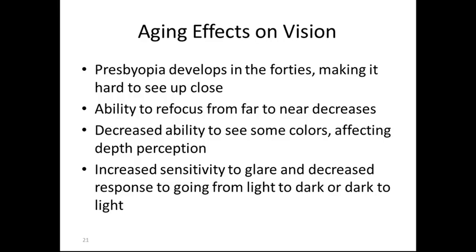Aging also affects the ability to refocus from far to near. There is also a decreased ability to see some colors, affecting depth perception, and this can be due to changes in the cones in the retina or due to the yellowing of the lens. Increased sensitivity to glare and decreased response to going from light to dark or dark to light can also happen as we age.